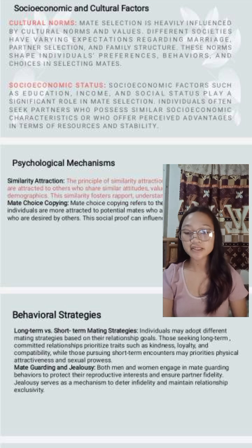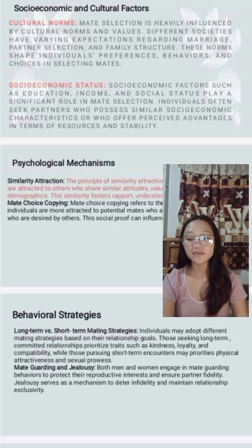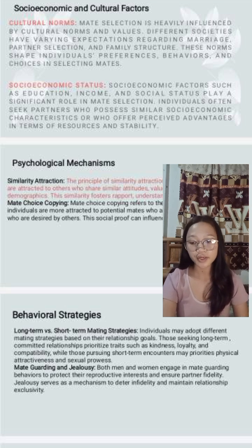So the next one sa behavioral strategies is the mate guarding and jealousy. So, both men and women engage in mate guarding behaviors to protect their reproductive interests and ensure partners' fidelity. So, jealousy serves as a mechanism to deter infidelity and maintain relationship exclusivity.